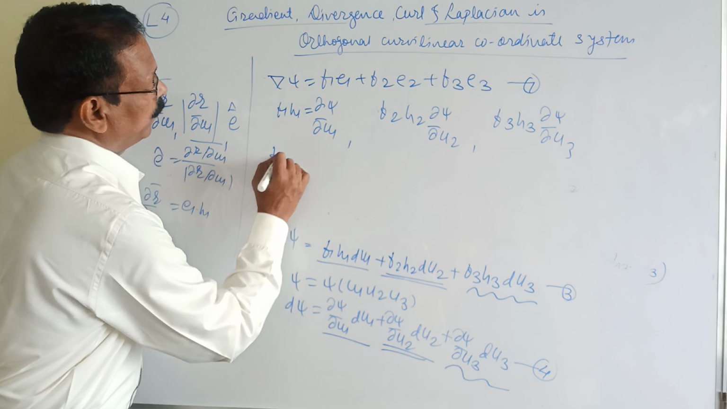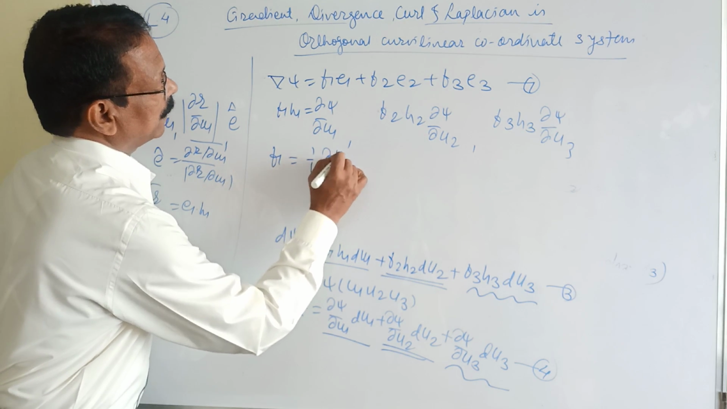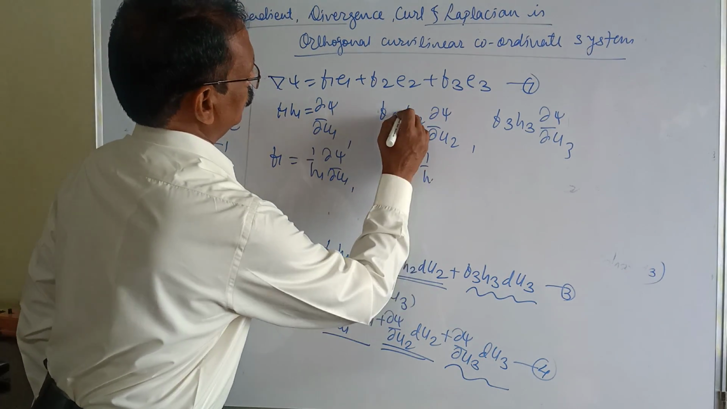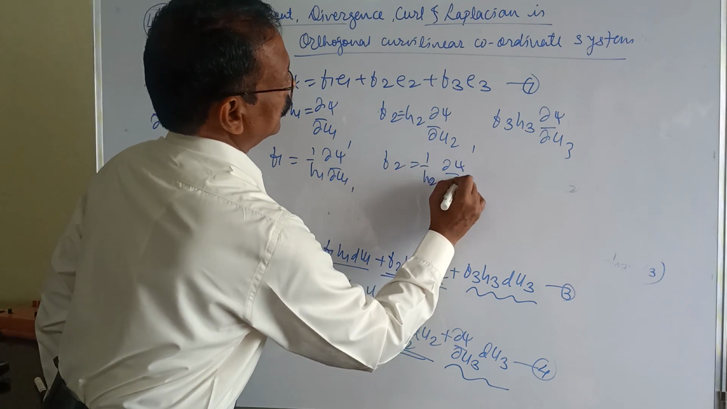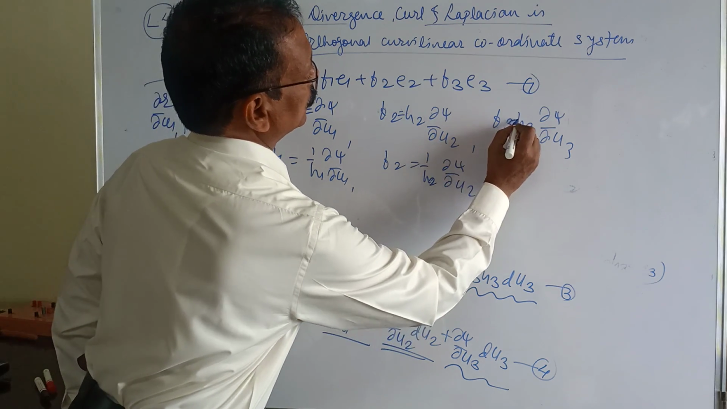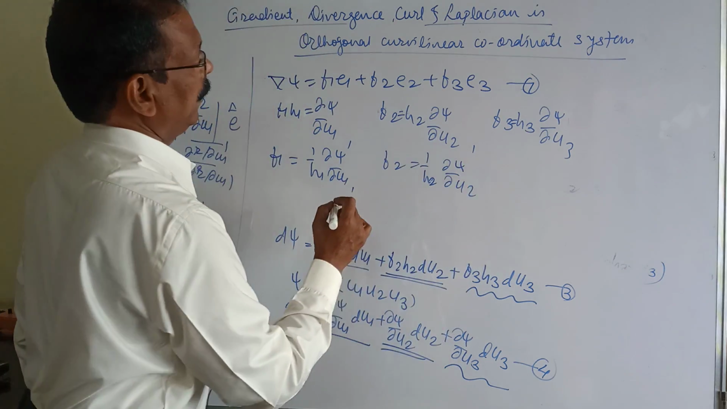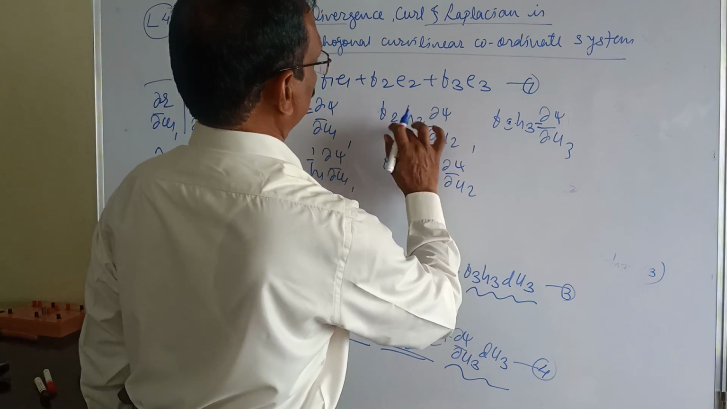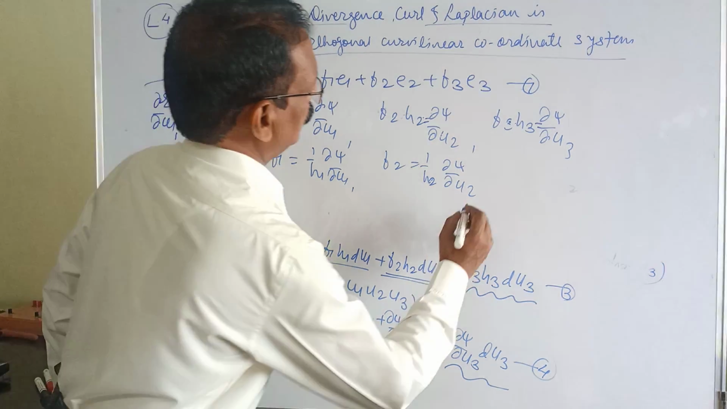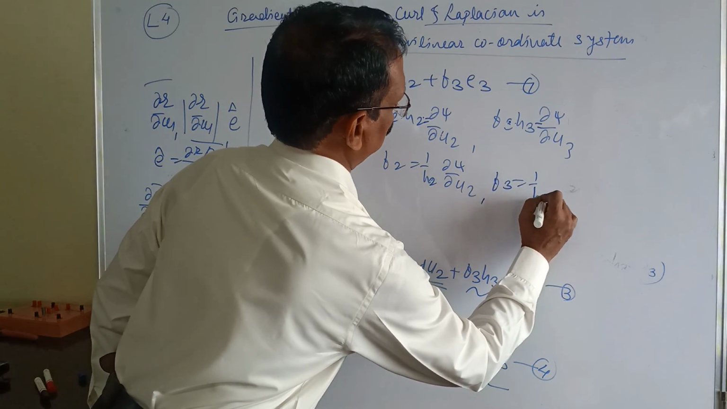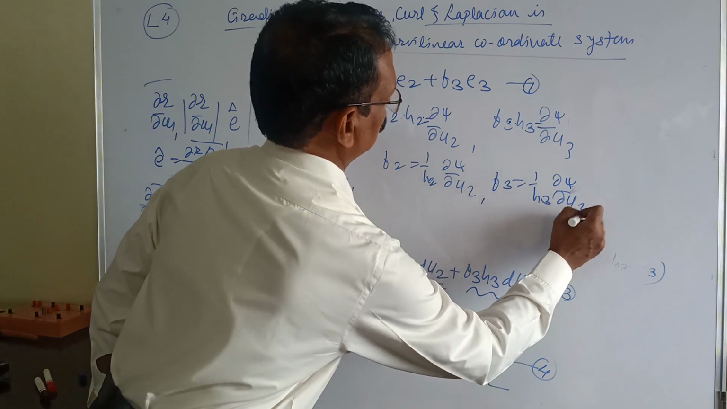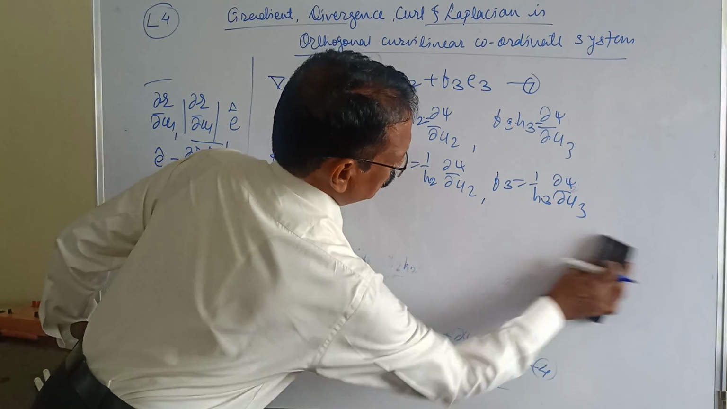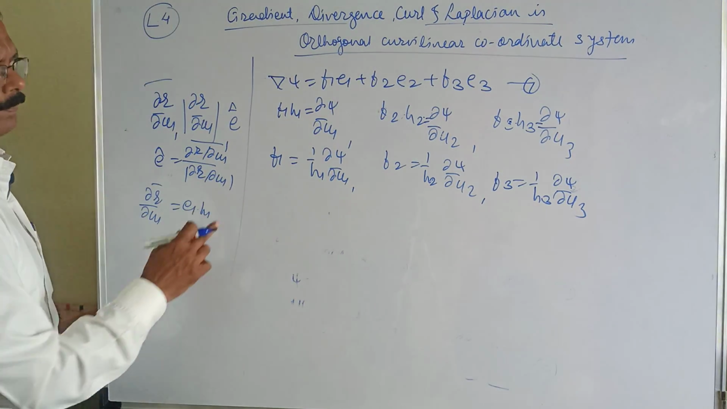So what is f1? f1 is equal to 1 upon h1 ∂ψ/∂u1. Similarly, f2 is equal to 1 upon h2 ∂ψ/∂u2, and f3 is equal to 1 upon h3 ∂ψ/∂u3. So now these f1, f2, f3 are determined. Substitute these values of f1, f2, f3 in equation 1.